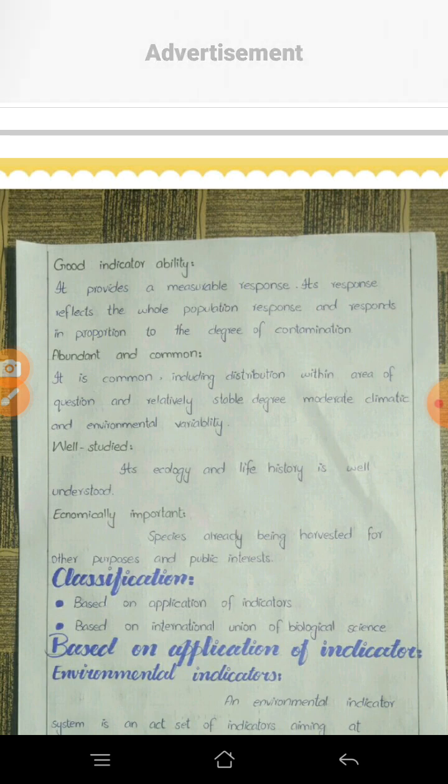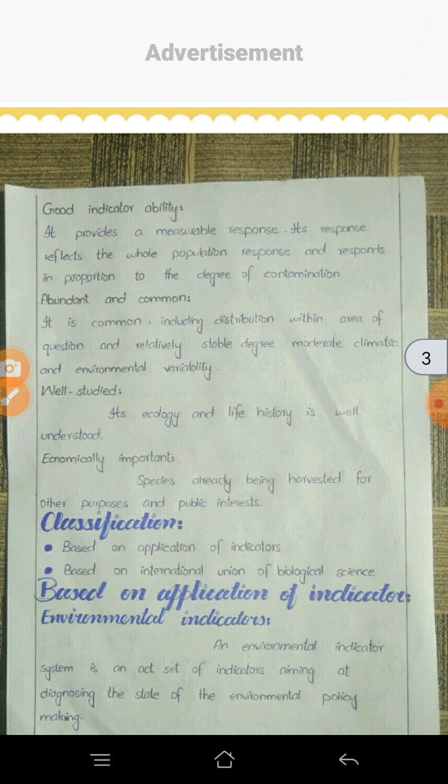Good indicators are those biological indicators that provide a measurable response. Its response reflects the whole population response and responds in proportion to the degree of contamination. Abundant and common: it is common, including distribution within the area of question, with a relatively stable degree, moderate climatic and environmental variability.